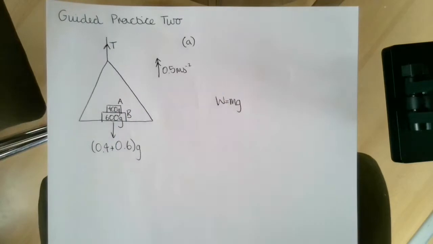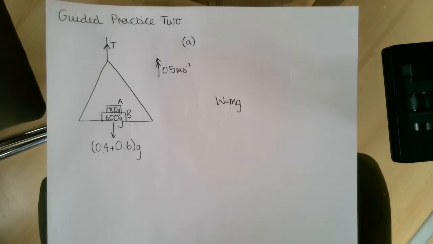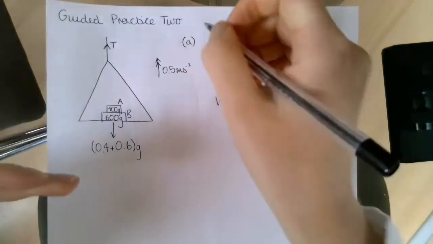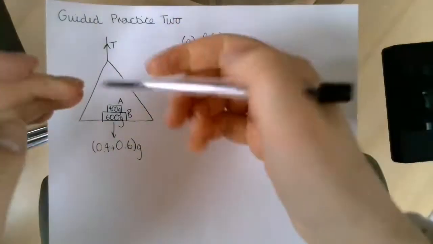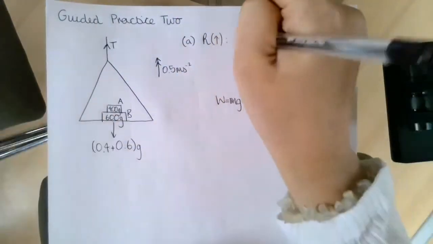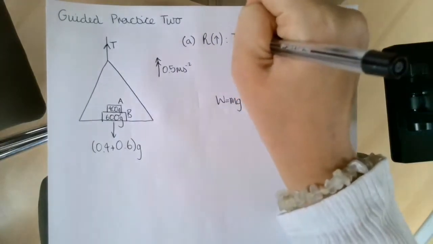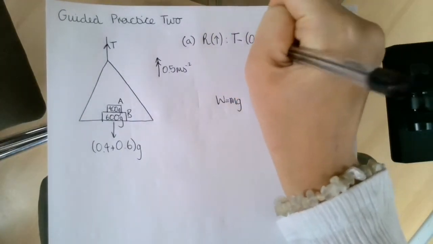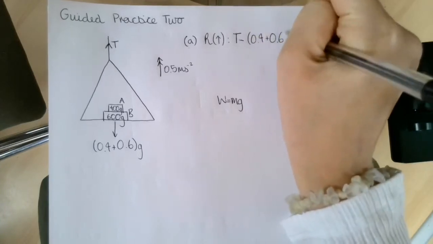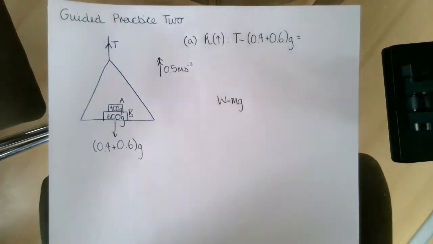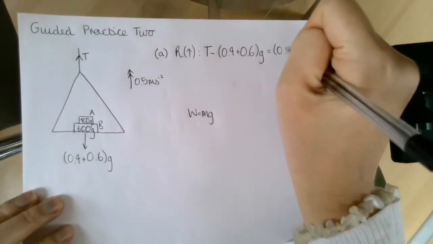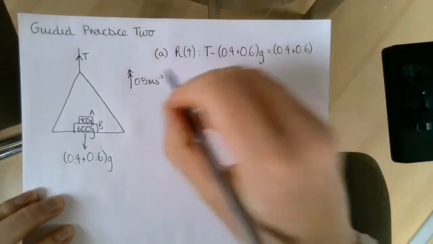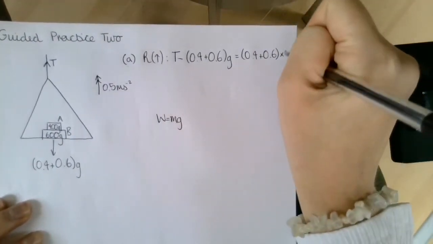0.6 g. Part A, we're asked to find the tension in the string. So I'm going to resolve vertically for the whole system. So in the vertical direction, we're using F equals ma. We've got T subtract 0.4 plus 0.6 g. That's equal to mass times acceleration. So we've got 0.4 plus 0.6 multiplied by our acceleration, which is 0.5.